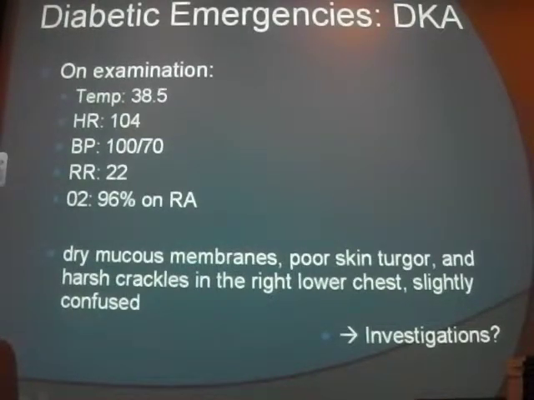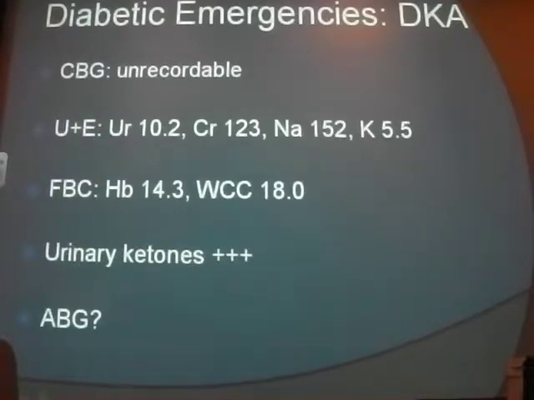ABG, FBC. Yeah, okay. Good. I've heard some good things. So, we want a capillary blood glucose, a BM. This is unrecordable. And you find this quite often in patients with DKA. You just don't get a reading. So, right, we've got a set of biochem.